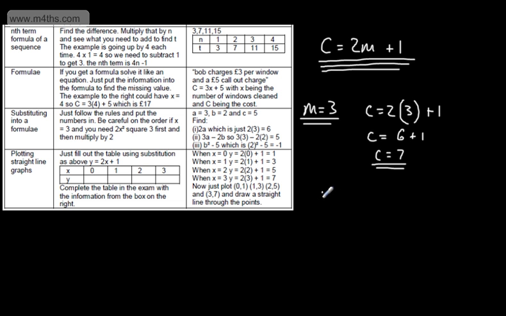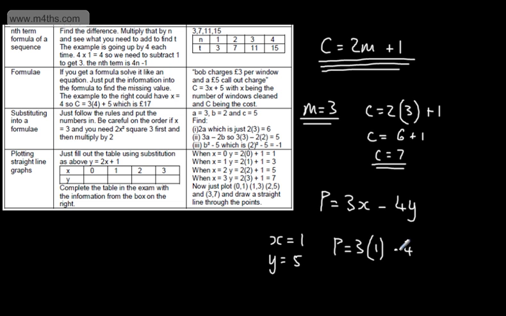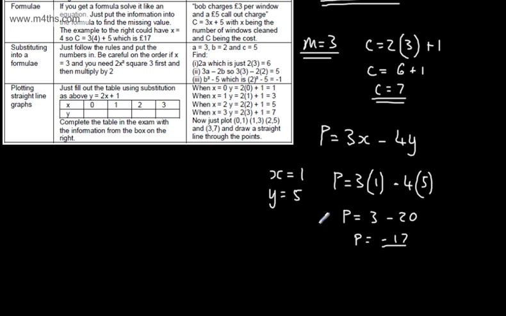Let's say that p is equal to 3x minus 4y, and we have x is equal to 1 and y is equal to, let's go for 5. So substituting in, 3 lots of 1 minus 4 lots of 5. So p is going to be 3 minus 20, so p would be equal to minus 17. So that now is just substituting in. Just have numbers, nice and straightforward. Be careful with your positives and negatives.